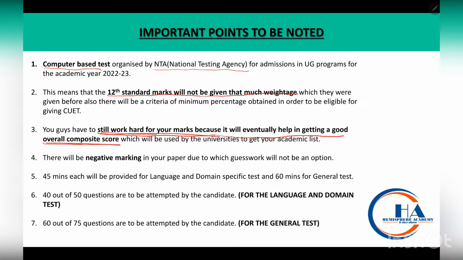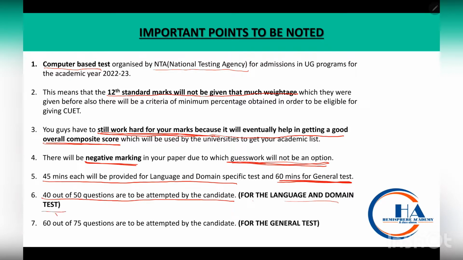I repeat, it is inevitable for you to work hard to get good marks in your 12th standard, guys. It's a must, please. And also, there will be negative marking, so please, no guesswork. 45 minutes each will be provided for language and domain, and 60 minutes for the general test, as we discussed. 40 out of 50 are to be attempted by a candidate for the language and domain test, and 60 out of 75 for the general test.